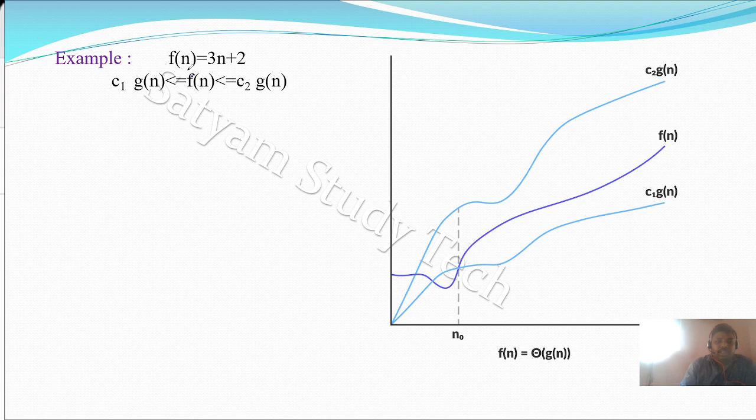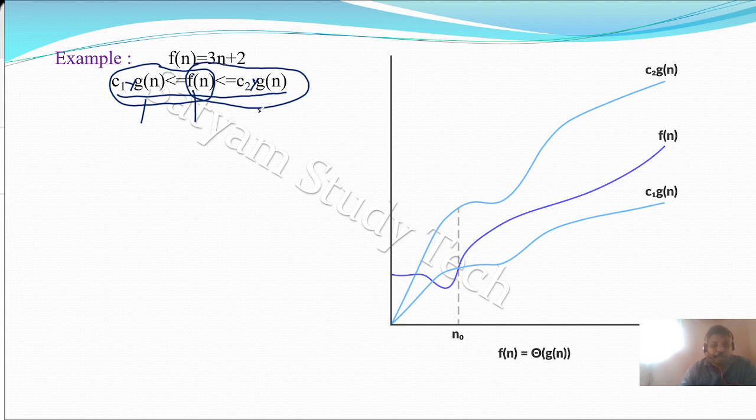Now we can see this is the f of n function, f of n equal to 3n plus 2. Here, you need to satisfy this equation: C1 into G of n less than or equal to f of n less than or equal to C2 into G of n. The part C1 into G of n less than or equal to f of n means it is the omega notation, the best case time complexity, where C1 into G of n is the lower bound. And f of n less than or equal to C2 into G of n represents the upper bound. So f of n is the average bound.